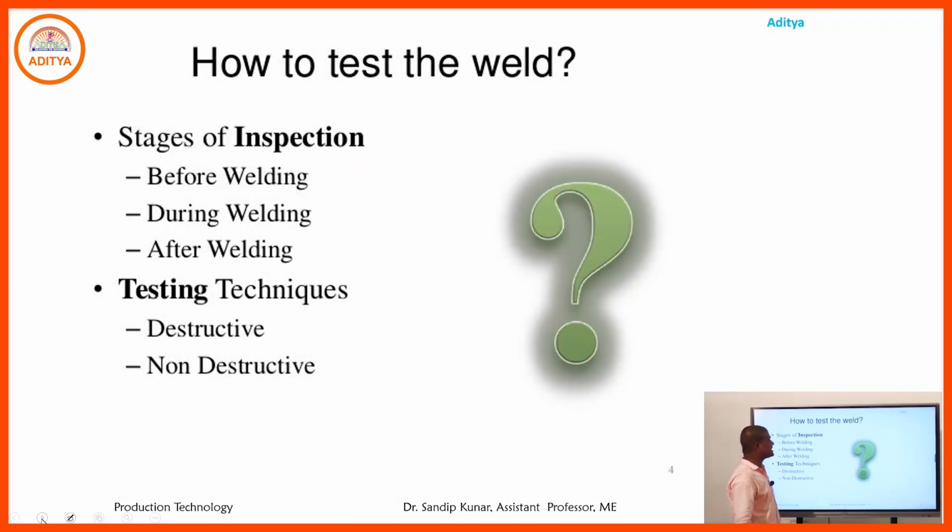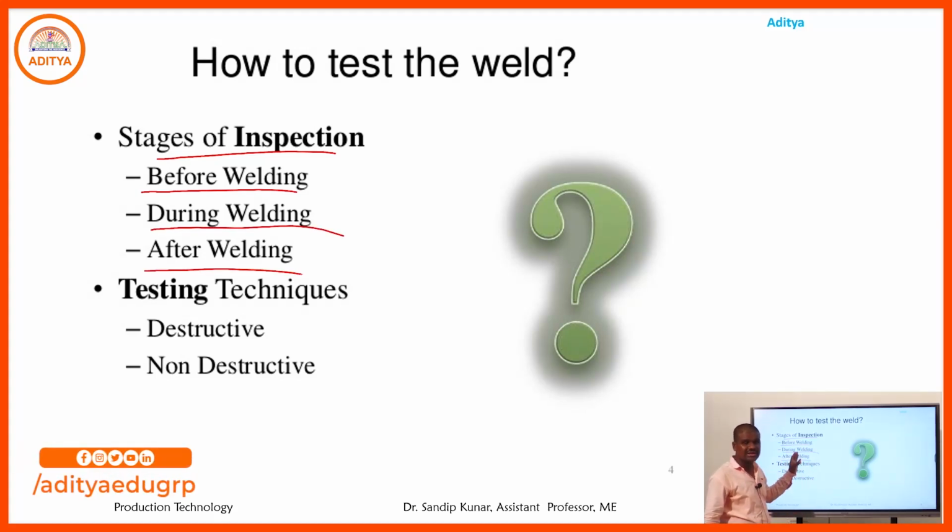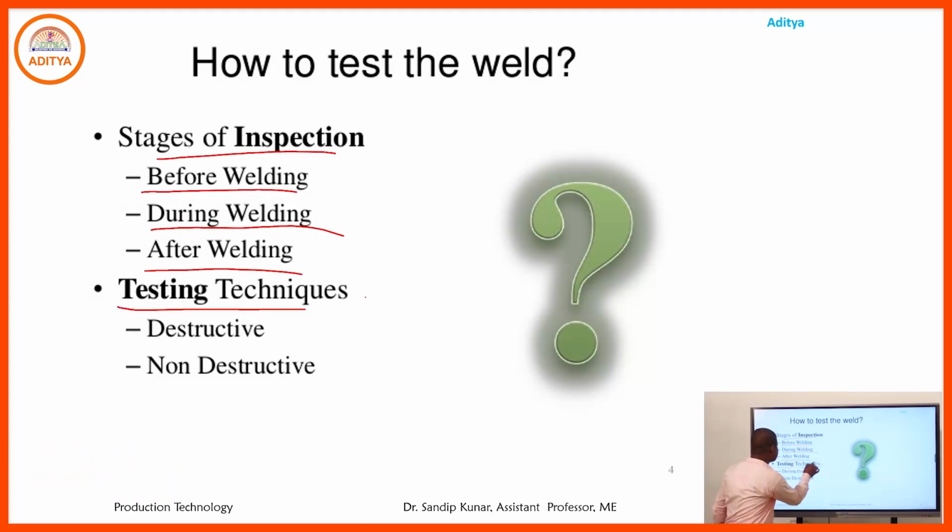Now how to test the weld? First one, stages of inspection. Stages of inspection means before welding, during welding, after welding. In those cases we do some inspections. And what is the testing procedure? Two types of testing procedure are there. One is destructive, another is non-destructive. Using that procedure we have decided about the weld quality and weld strength.